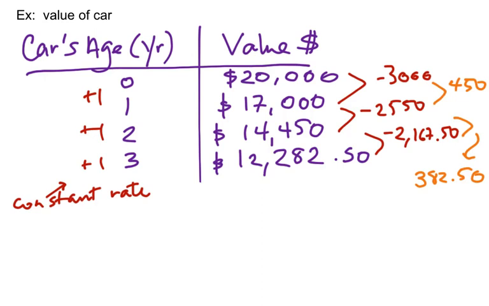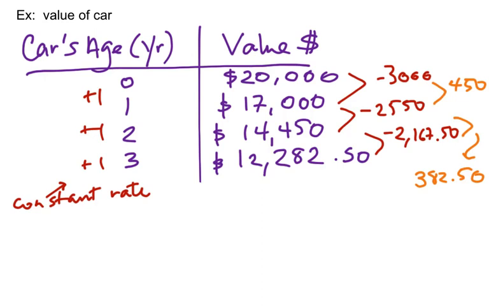What is a ratio? Well, a ratio means I'm multiplying. Is there a constant number that I'm multiplying the value of the car by to get its value the next year? Okay, so what we can do to find out if there's a constant ratio is we can take the value one year and divide it by the previous year's value.